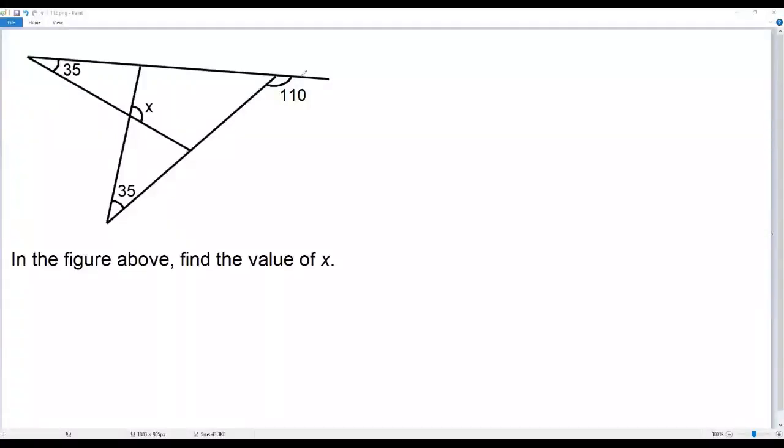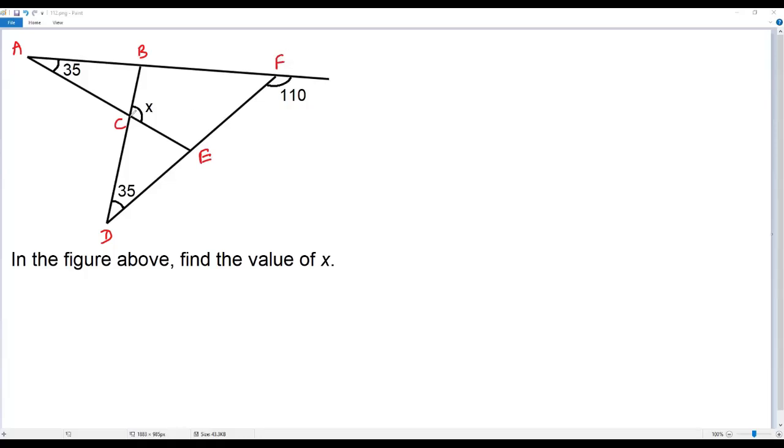Here we have a geometry problem. There is a figure given here. In the given figure, we have to find the value of x. First, let me name some points in the figure. Let me name this point A, this point B, this point C, this point D, this point E, and this point F.